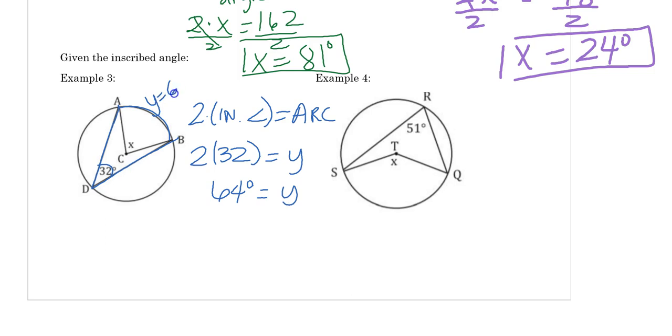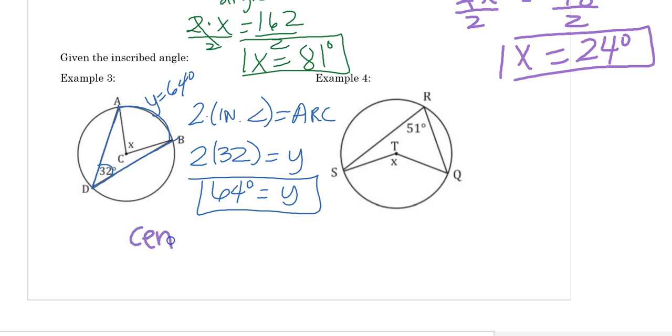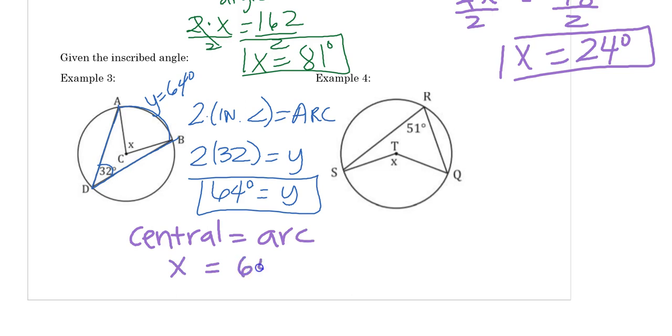So if this is equal to 64 degrees, what's nice is that my central angle just equals my arc. Right? Central angle equals its intercepted arc. So therefore, if x is my central angle, my arc was 64, then x is equal to 64.